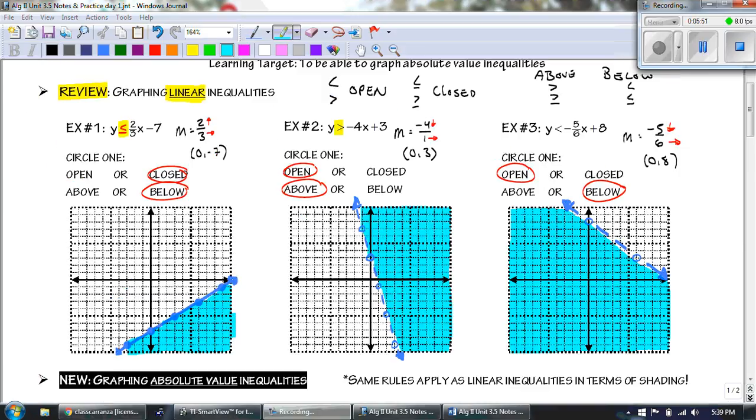Okay, and there you go. So I went down 5 over 6. I had open points, and then I had to shade everything below.